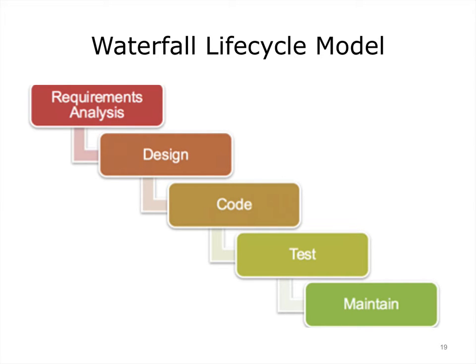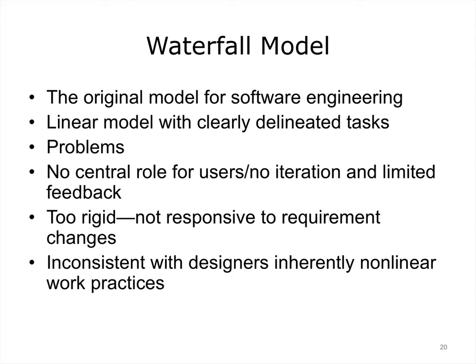This diagram illustrates the five-step process in the waterfall lifecycle model, beginning with the requirements analysis onward to the different phases of the development process, including design, code, test, and maintain. The waterfall model is the original model for software engineering and was immensely influential. It is a linear model with tasks that follow each other in a clearly defined sequence.